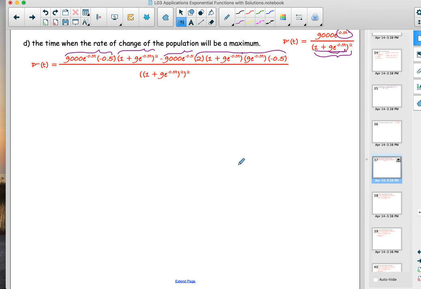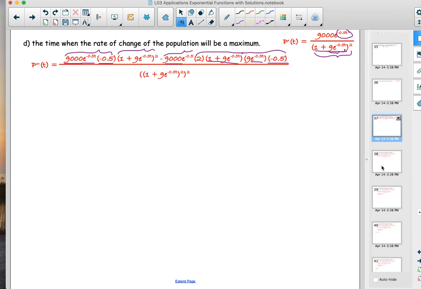So now we're going to have to clean this up a bit. So what can we do? We can factor out 9,000 out of each of these, right? We can factor out 9,000, negative 0.5 can come out, e to the negative 0.5t can come out, e to the negative 0.5t can come out, and then 1 plus 9e to the negative 0.5t. So we can factor all of those pieces out.